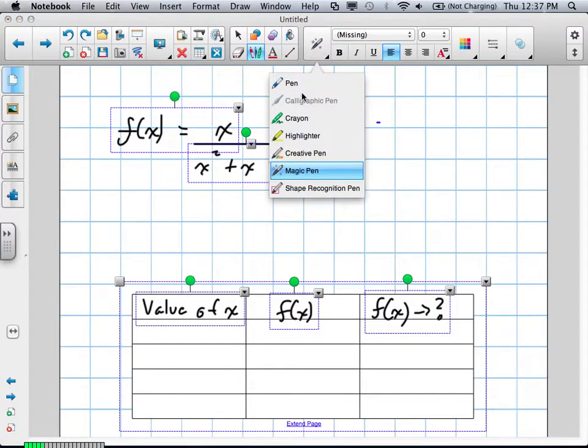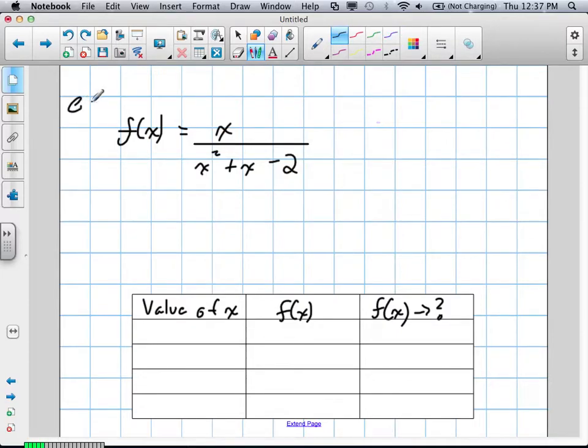So we have this question. It's the first example in your textbook. I've already made up a chart, but don't worry too much about that. We have this function here.